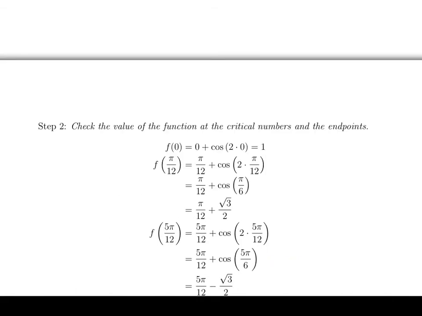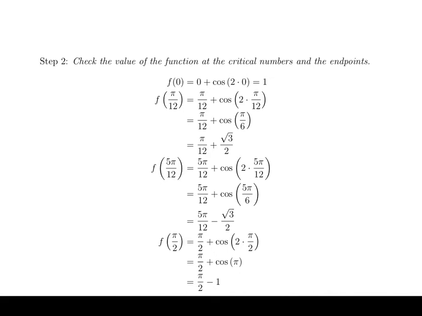Now we'll plug in the other critical number. That's 5 pi over 12. This time we end up with pi over 12 plus cosine of 5 pi over 6. And we know that cosine of 5 pi over 6 is negative root 3 over 2.